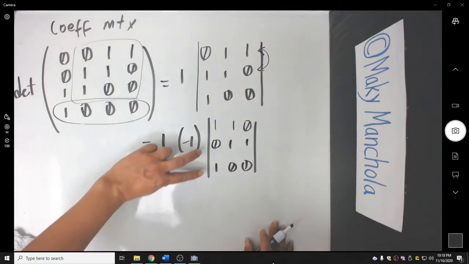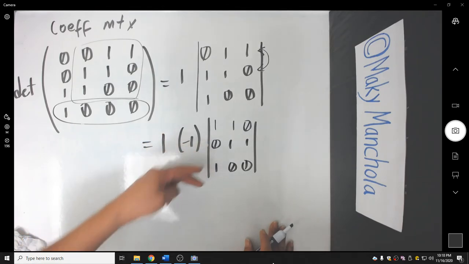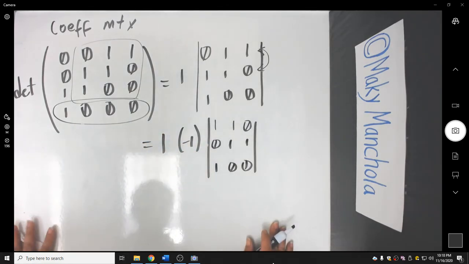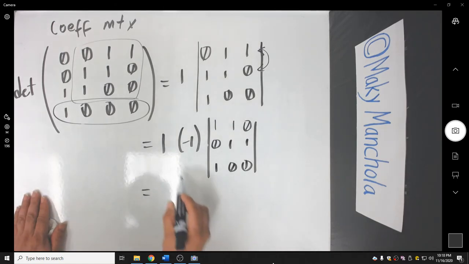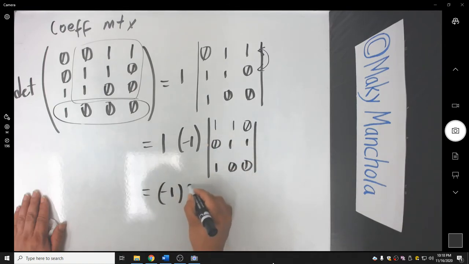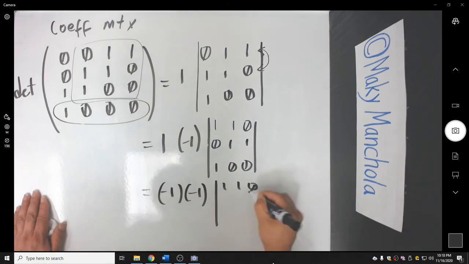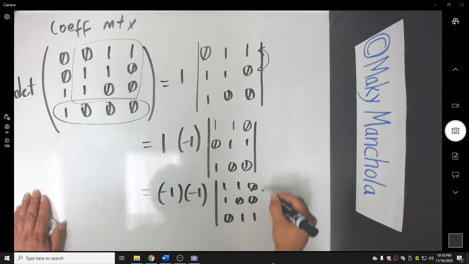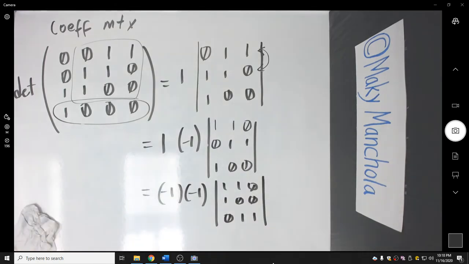Observe that we can do it again. Let's switch these two. So far I have the 1 times -1 is -1, but now I have to put another -1. This time I'm switching second and third rows. So why am I doing that? Because I can use this pivot to eliminate that element there.